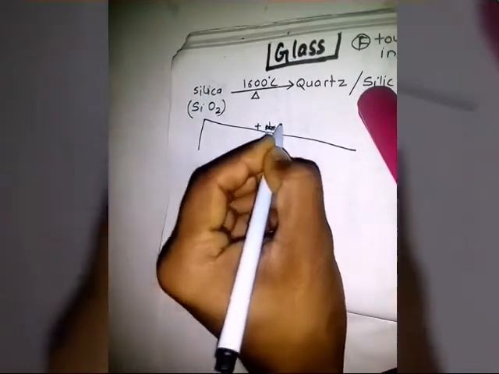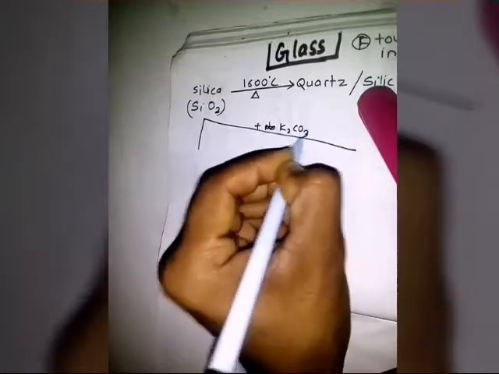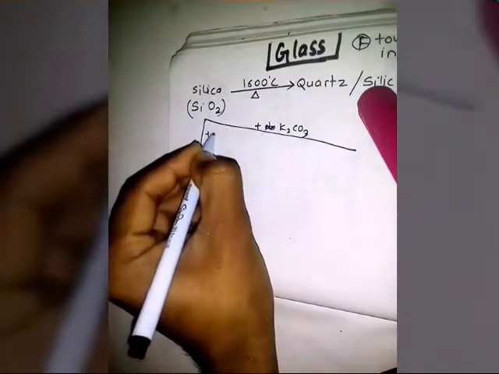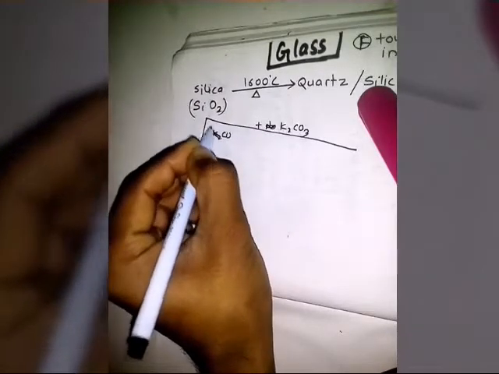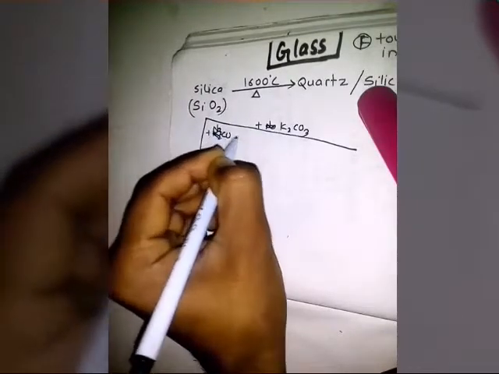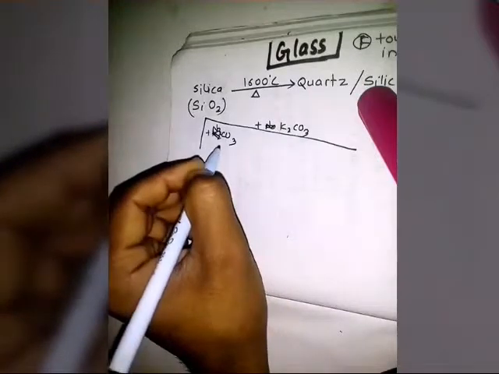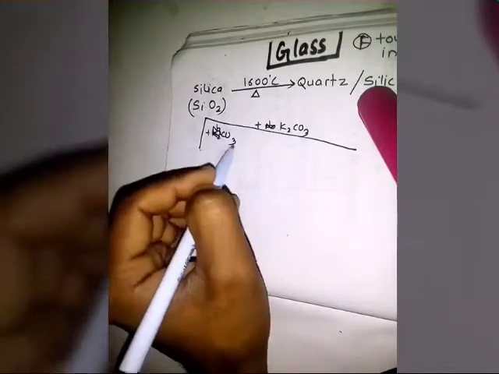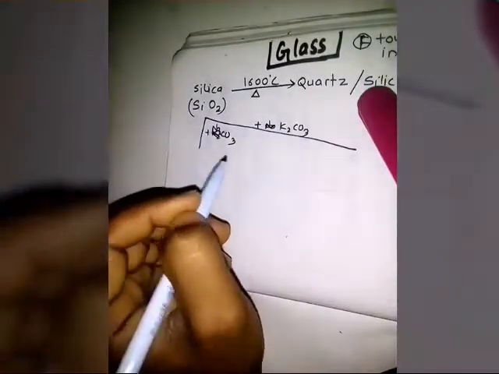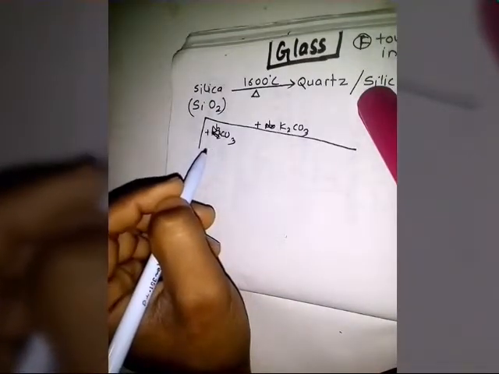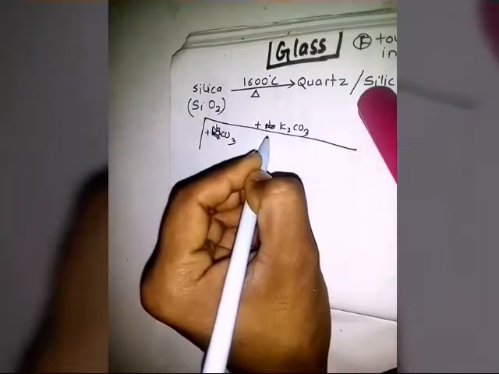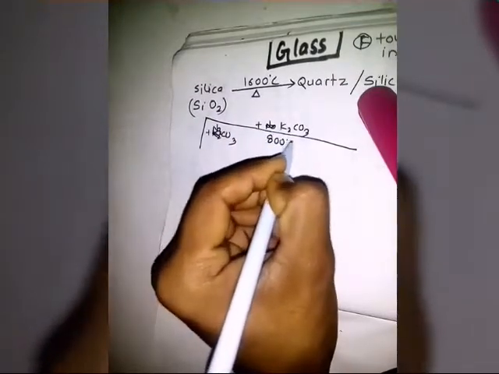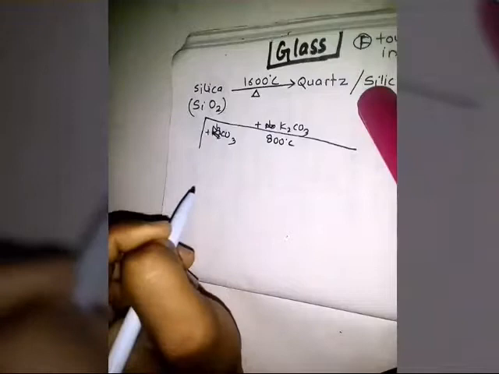So we will add sodium. Sorry, I'll write over here potassium carbonate, or you can add sodium carbonate, Na2CO3. I'm sorry for the mistake. So sodium carbonate or potassium carbonate. Now these impurities decrease the temperature. We'll decrease the temperature to 800 degrees Celsius in both cases.